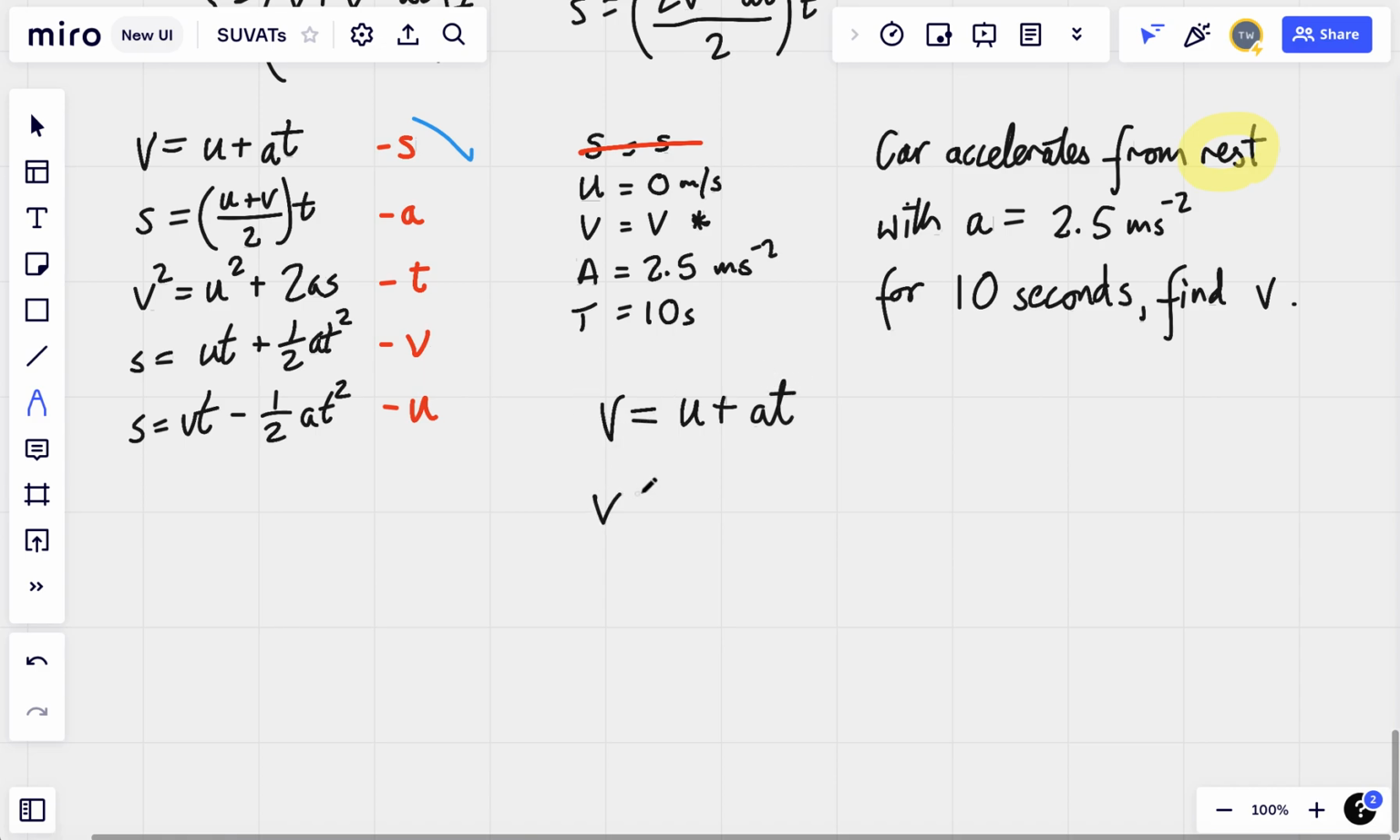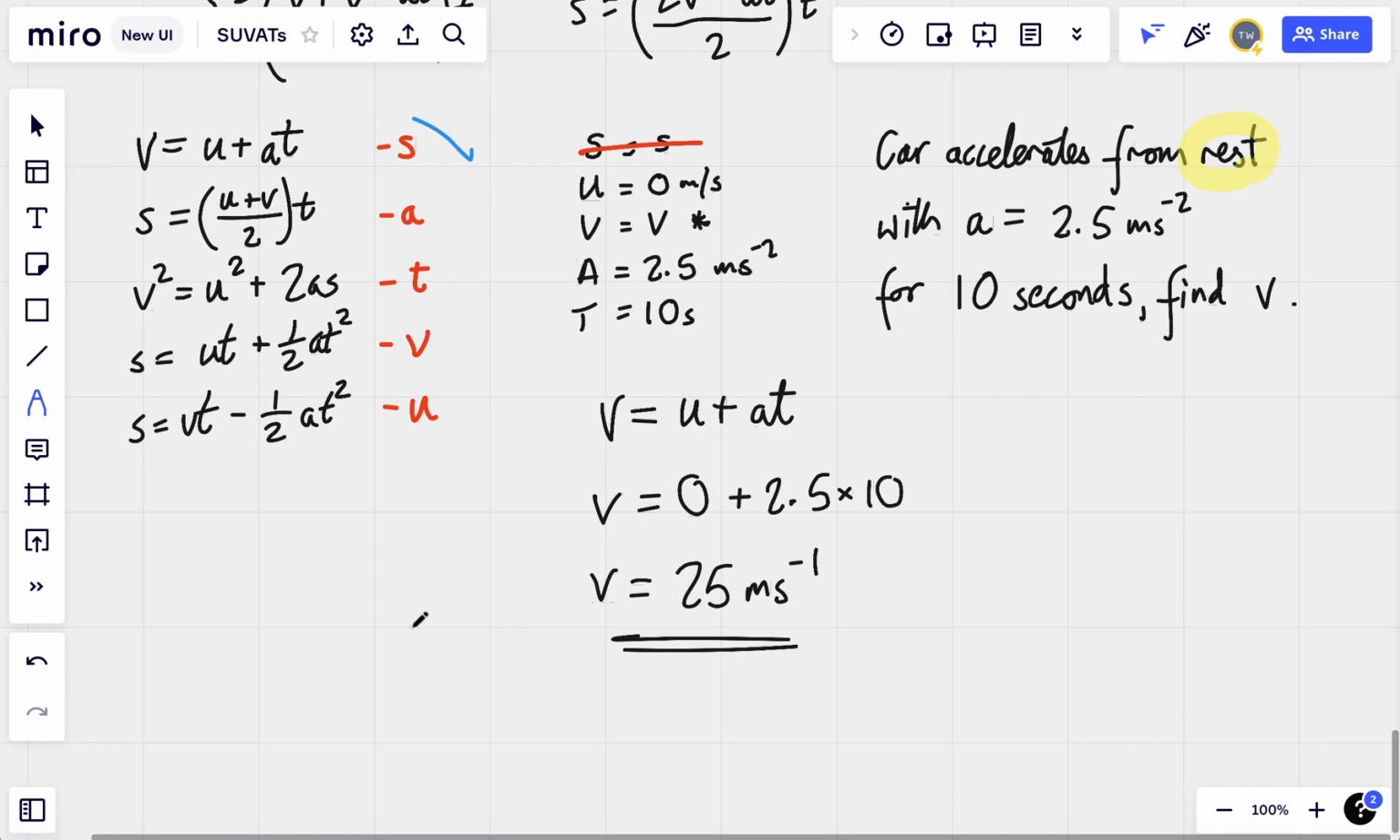Simple stuff. Sub everything in that you've got. U is 0. A is 2.5. T is 10. So our velocity, 2.5 times 10. No calculator required. 25 meters per second. Now this kind of question might have a follow-up at this point. It might then say, also find how far it travels during that point. And at this point, all you do is redraw your SUVAT and work out which one you need.